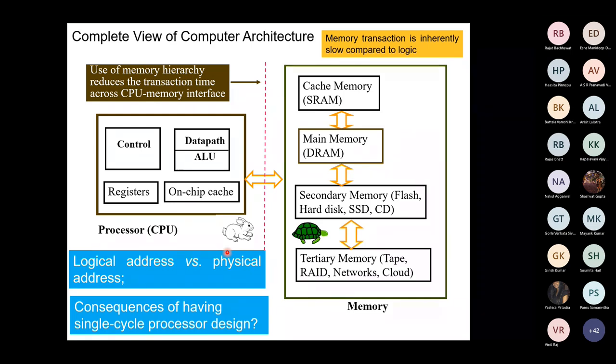Now since we have a complete view of the system, let us revisit this problem. What are the consequences of having the single cycle processor design? We have just discussed that everything has to finish in one clock cycle, right? So instruction fetch, then register read, decode, execute, memory, and write back. Everything has to be done in one clock cycle.